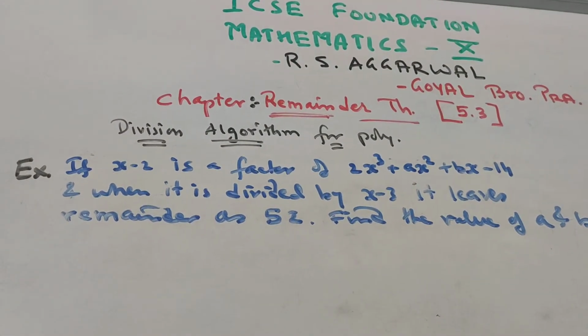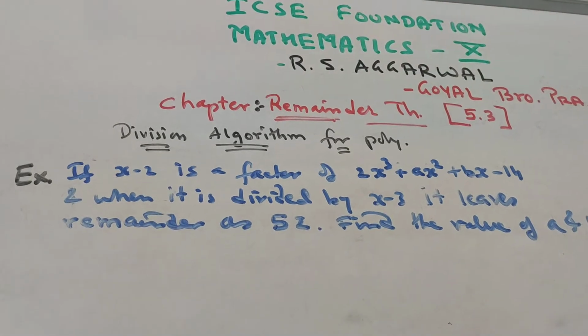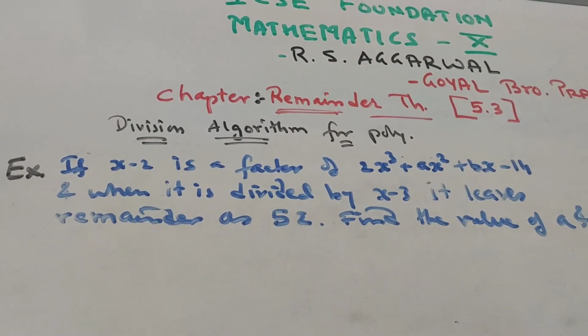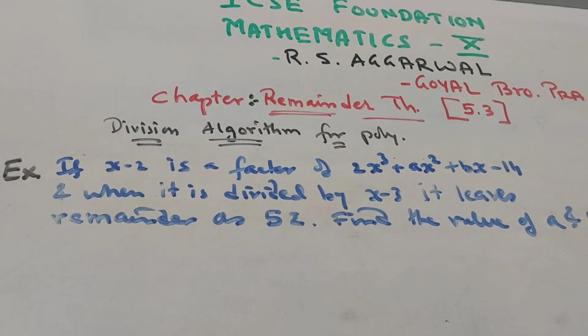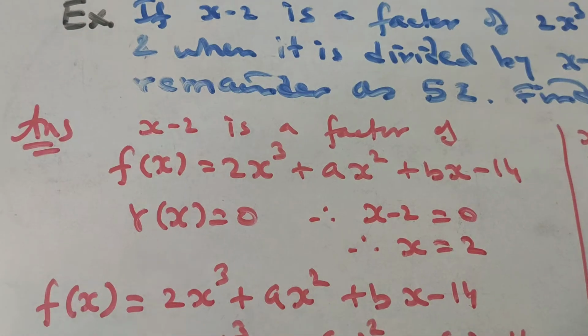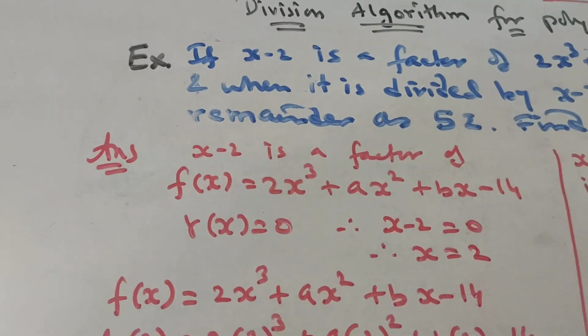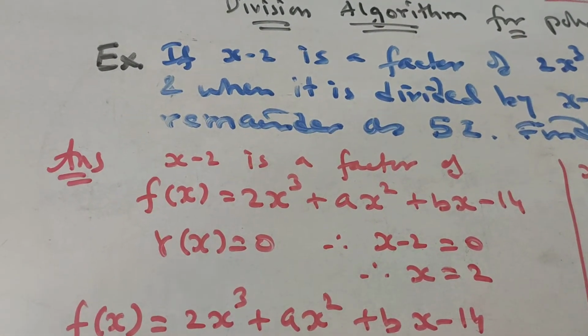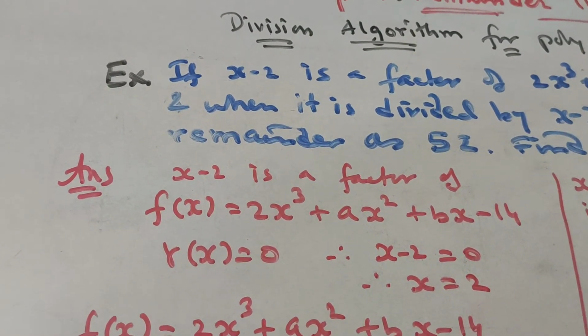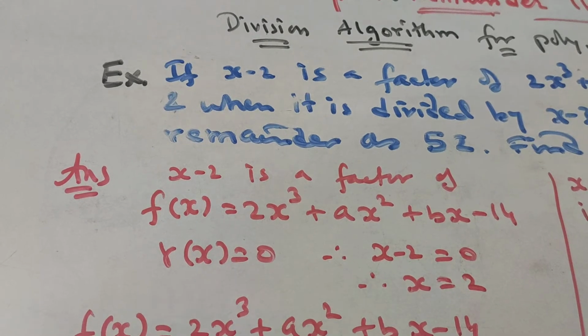So x minus 2 is a factor, so the remainder is 0, while x minus 3 is not a factor because the remainder is 52. What you have to do is find the values of a and b. So let us solve it. We'll start with x minus 2 being a factor of f(x), 2x cubed plus ax squared plus bx minus 14, and if it is a factor, then the remainder is equal to 0.